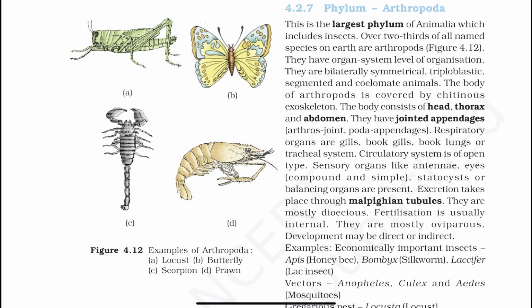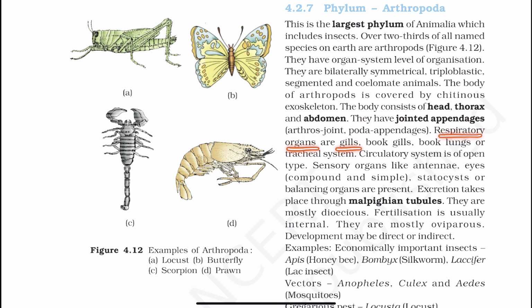Figure 4.12. They have organ system level of organization. They have bilateral symmetry, triploblastic, segmented, and coelomate animals. The body of arthropods is covered by chitinous exoskeleton. The body consists of head, thorax, and abdomen. They have jointed appendages: arthros, joint; poda, appendages.